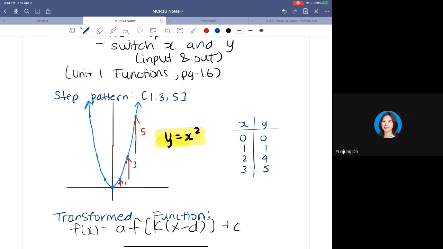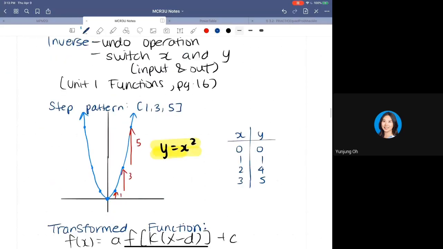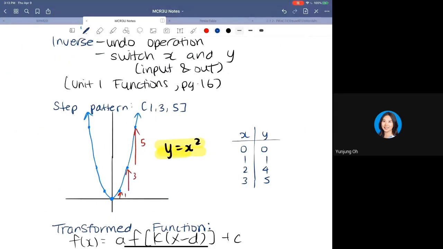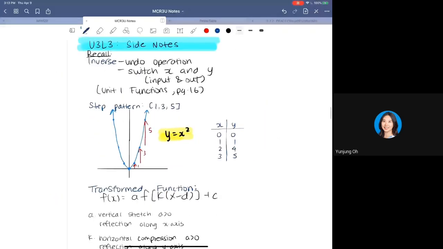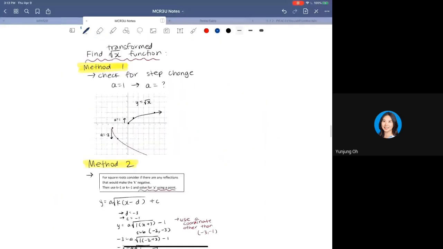And so what the step pattern is saying is that when I move over, when I go right 1, I go up 1. When I go right 1 again, I go up 3. And when I go right 1 again, I go up 5. And that helps me draw the parabola every time when, let's say, the a value is 1. Because right here, we have an a value of 1, right? So that's a step pattern for a general quadratic function, right? And so let's go down to our case.